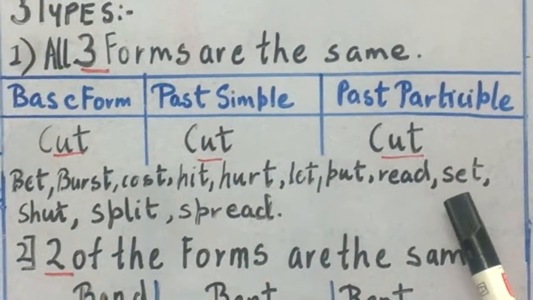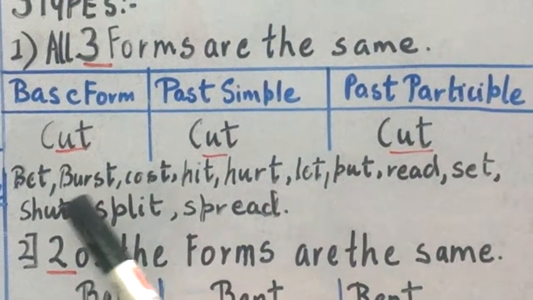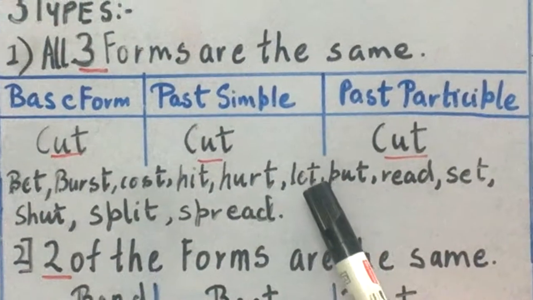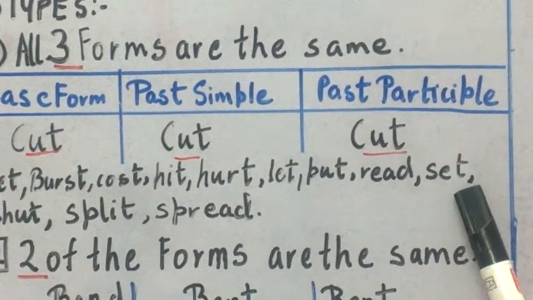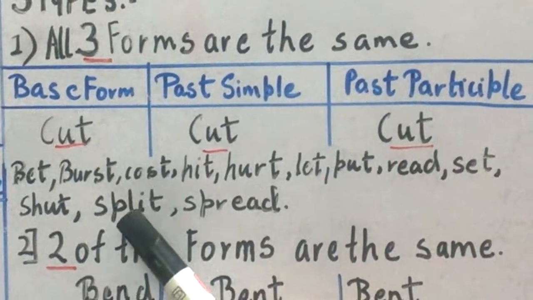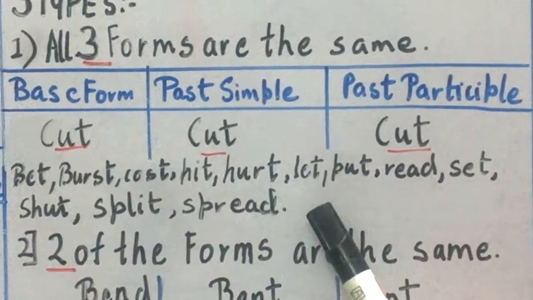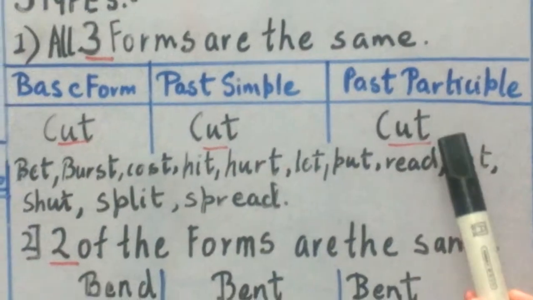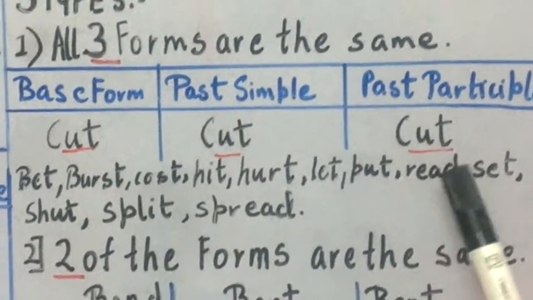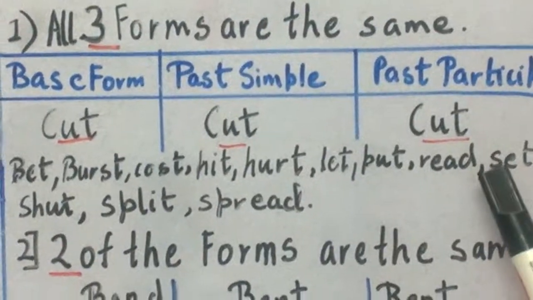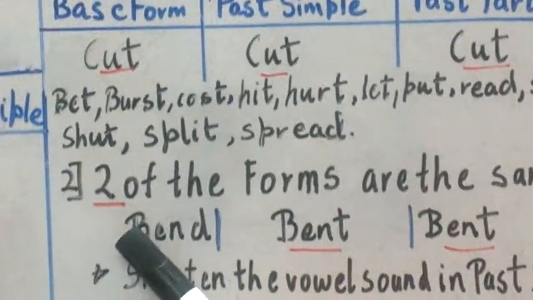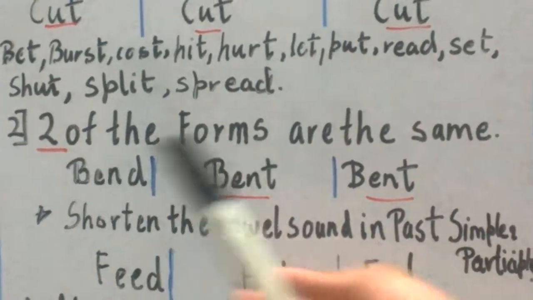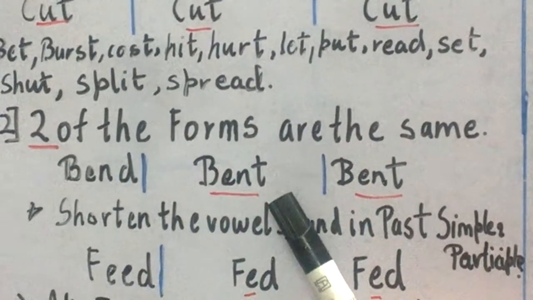Other words you have to learn and memorize are bet, burst, cost, hit, hurt, let, put, read, set, shut, split, spread. We see that regular verbs are used in the normal manner, but irregular verbs are not used in the normal manner. So you have to learn and memorize them. Now see the second type. Two of the forms are the same. Here we see three forms are the same, but here we see two of the forms are the same. That is bend, bent and bent.